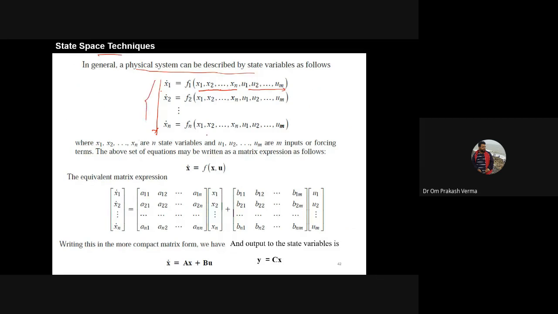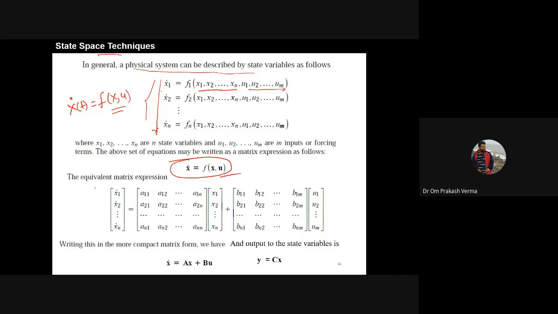In the matrix form or vector form, this is x1 dot t, x2 dot t, up to xn dot t. So it may be represented like this: x dot t is equal to f of x comma u. So this is the case.